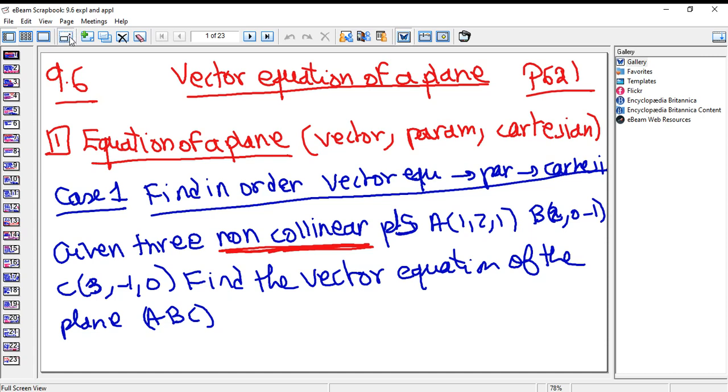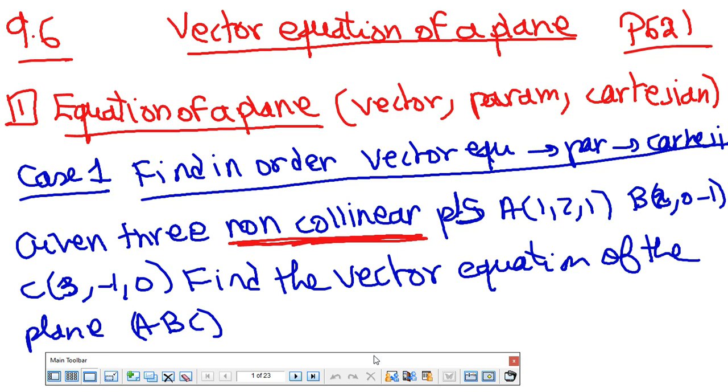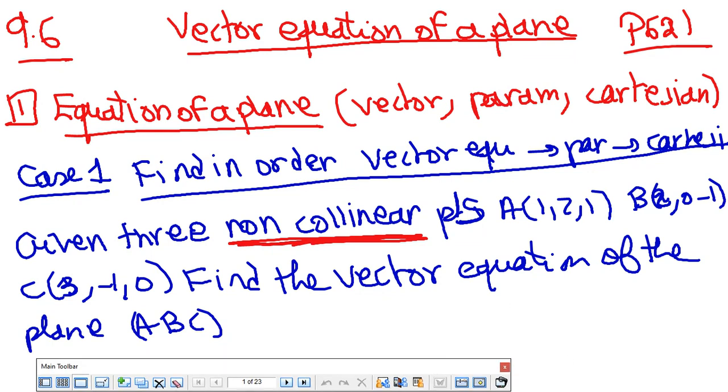And 9.6. It's a vector equation of a plane. First part is the equation of a plane. We have three different forms of an equation of a plane, exactly like we had before for the equation of a line. We have something called the vector equation of the plane. We have the parametric equation. We have the Cartesian. It's enough to have one of those three to get the other two.